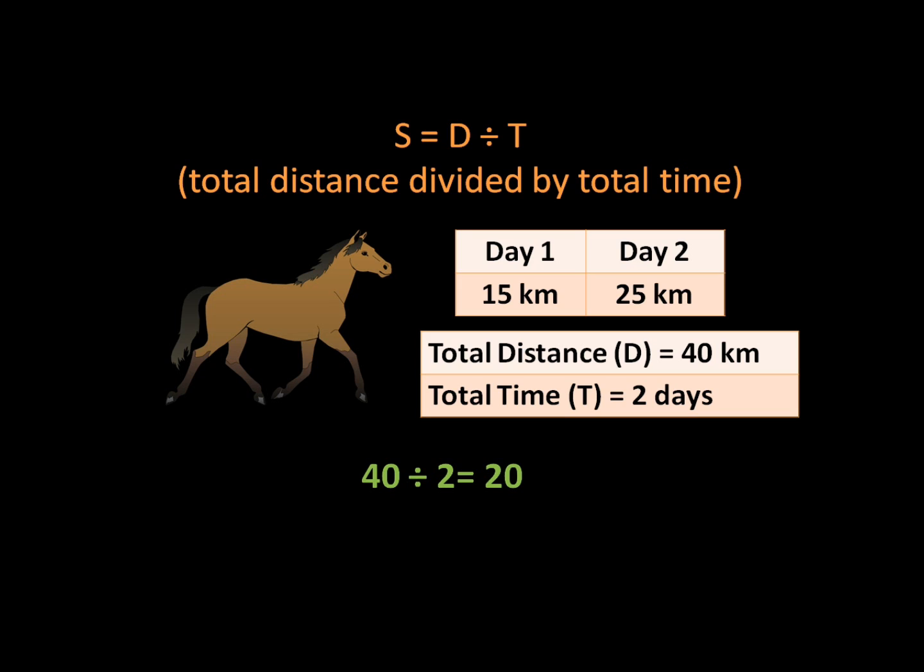Now, let's look at the units. The distance was measured in kilometers, and the time was measured in days. So the average speed of the horse was 20 kilometers per day.